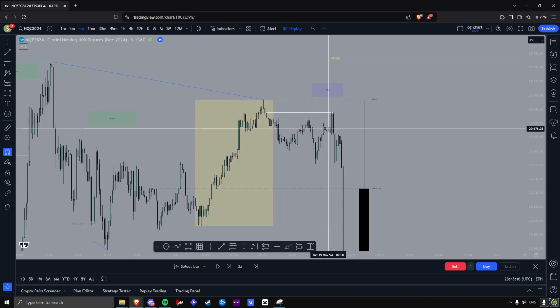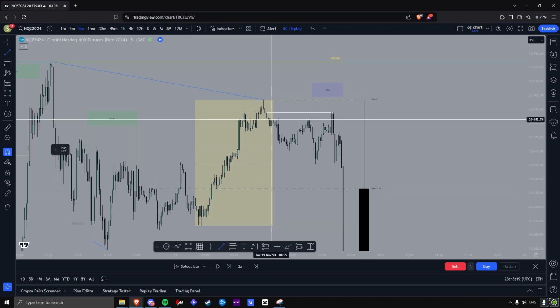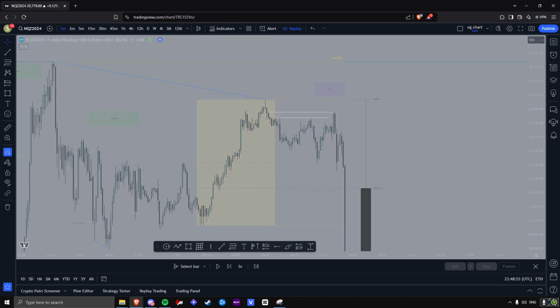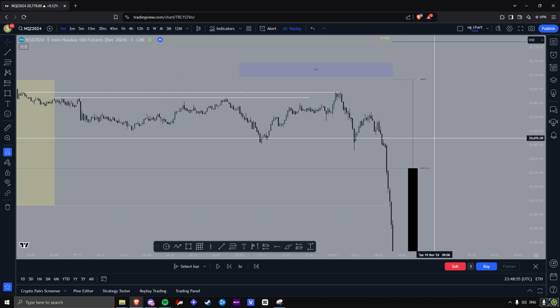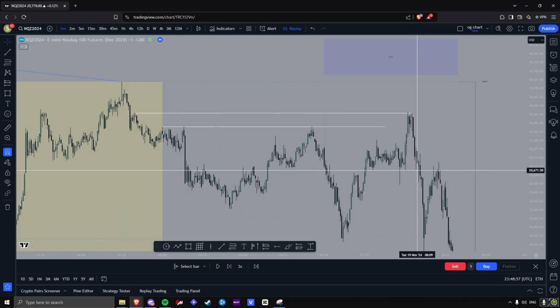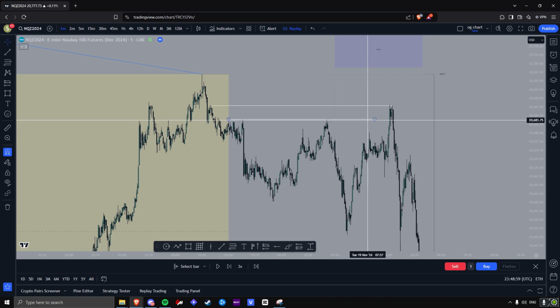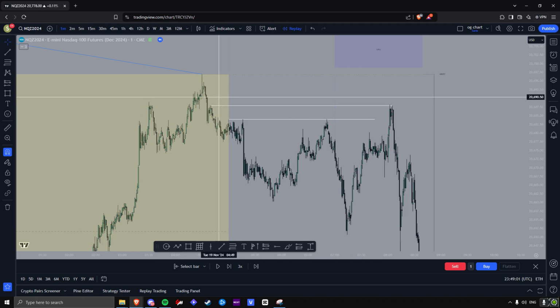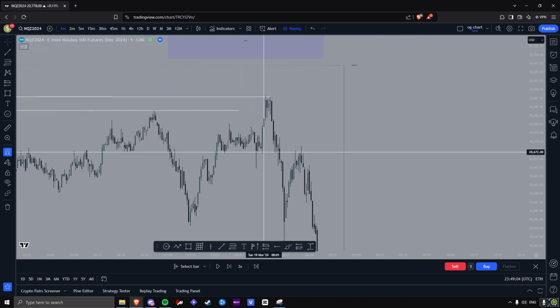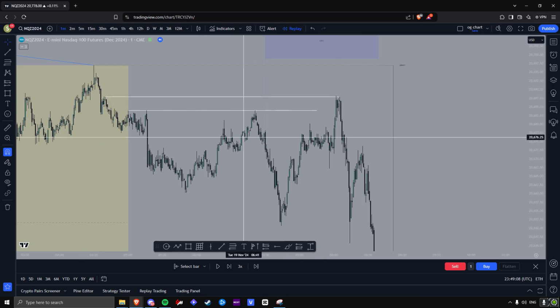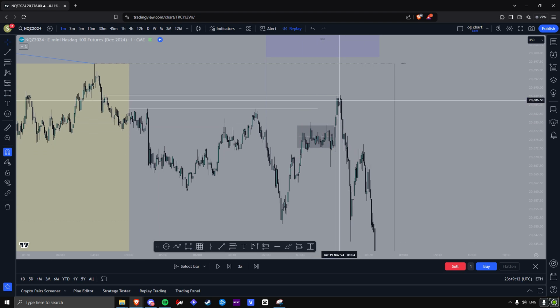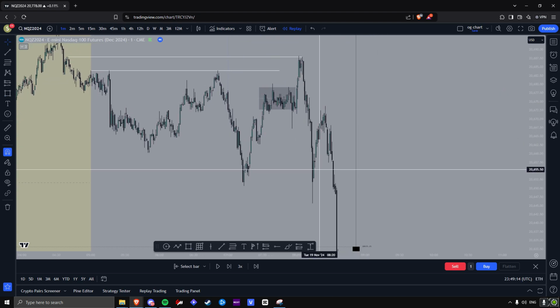So if you wanted to have change in state of delivery, you'd have to have longs in the market first before you had a change in state of delivery, right? So you have relatively equal highs over here, you have a PD array above, and then over here you can see price pushes up. It's like power of 3. So you have your accumulation, you have your manipulation, and then we distribute lower.